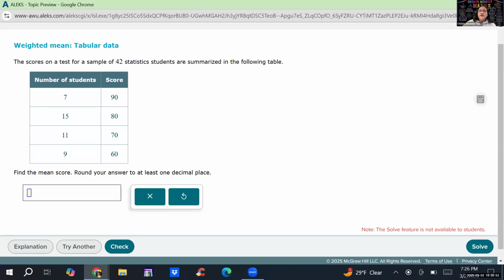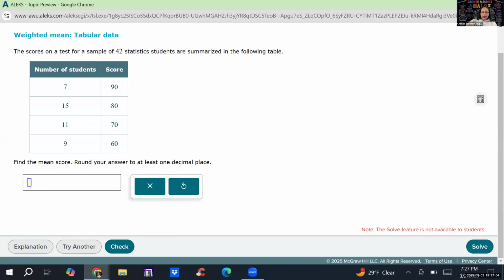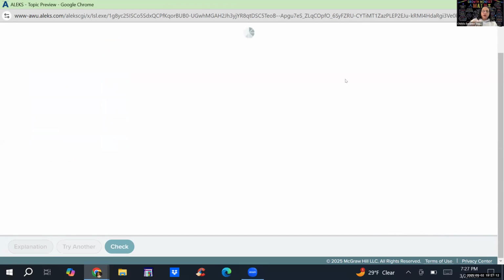So first, we need to find the mean score, and our answer should be rounded to at least one decimal place. So as always, I suggest that you click on the explanation.